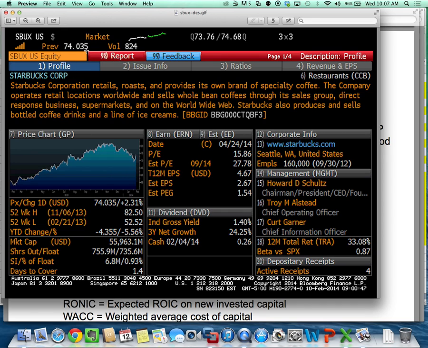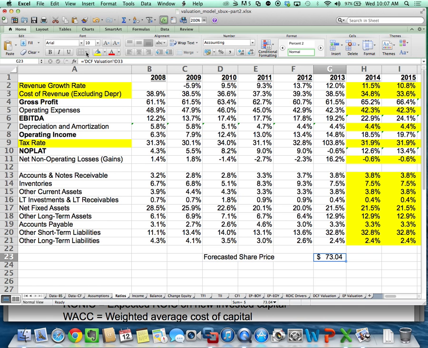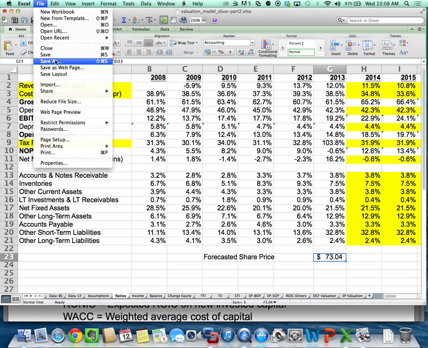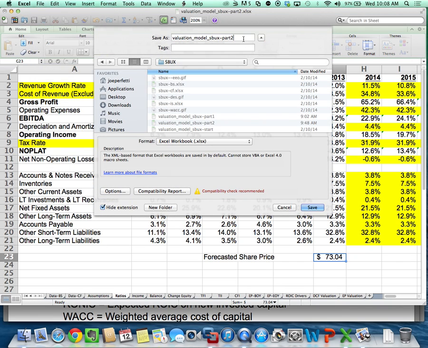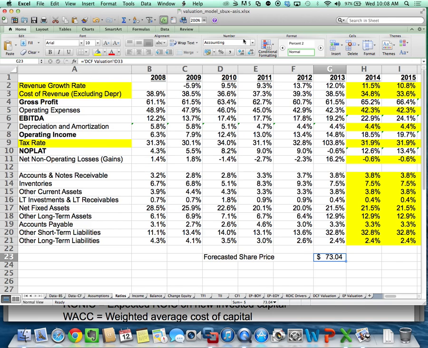Starbucks is at 74.04. I'm within $1. I'll call that close to an as-is valuation. So I think somewhere in the mid-single digits is where Starbucks growth is going to be for most of the next decade at current levels of margin, and there's their current share price. And that's what we're going to call our as-is file, save as is valuation of Starbucks.